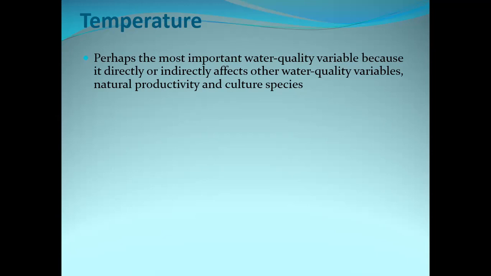And dissolved oxygen is a very critical water quality parameter. So again, the most important water quality variable will be temperature. It can directly or indirectly affect other water quality variables, like natural productivity. If you look at ponds and you want to get algal blooms going to maintain your water quality, temperature does affect that as well. It also directly affects your culture species.